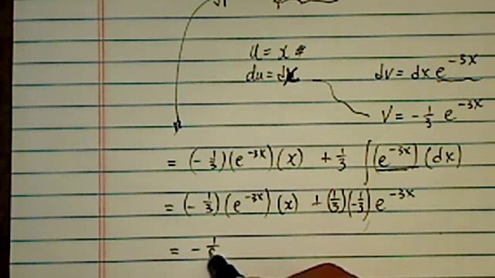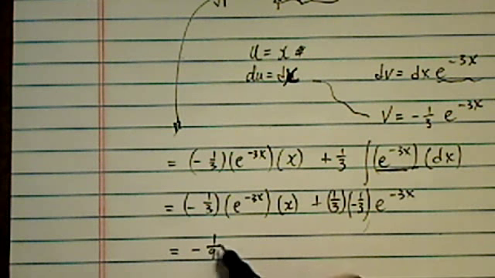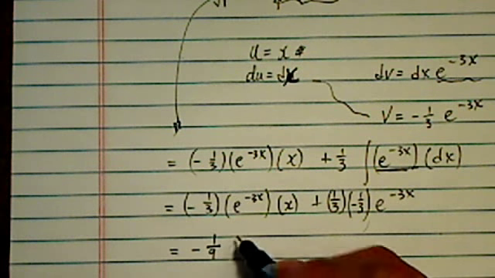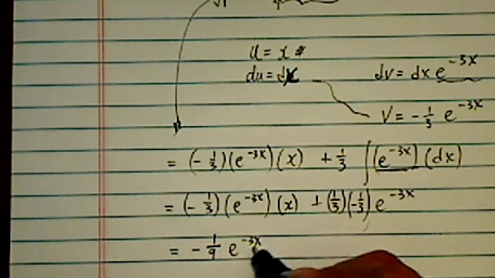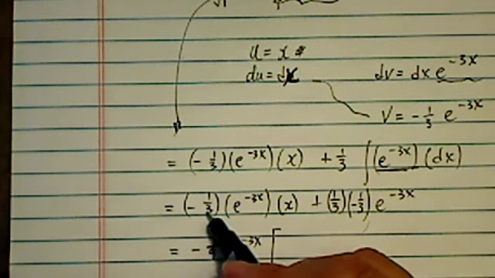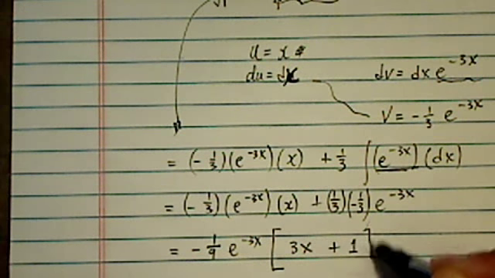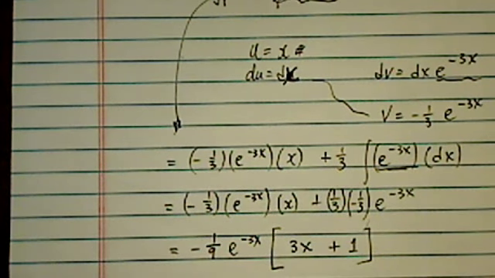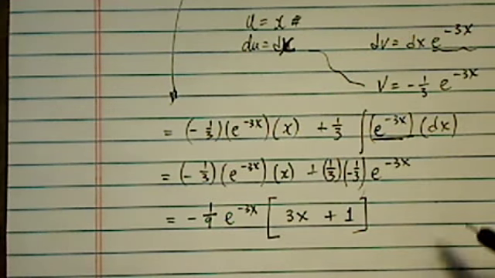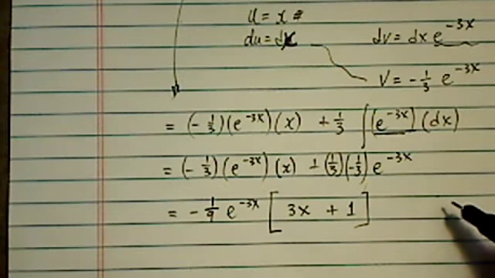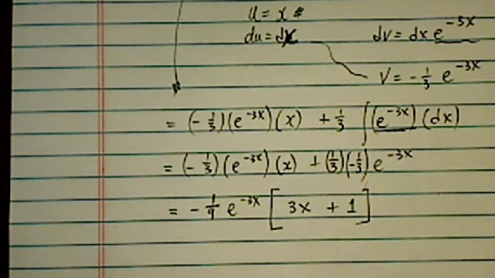Over here I have a minus, so let's take this whole thing out: minus 1/9 e to the minus 3x. The first thing I have out here is then 3x, and then here I have simply 1. And this looks pretty easy so far. Now let's evaluate this one.